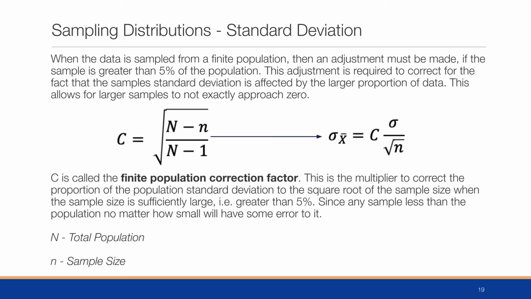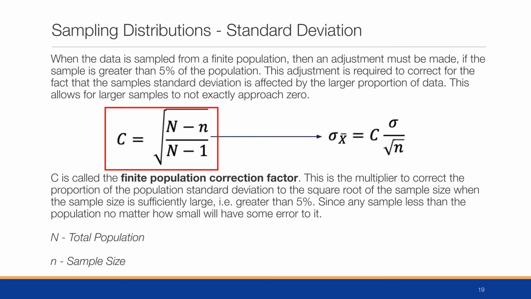When the data is sampled from a finite population, then an adjustment has to be made. If the sample is greater than 5% of the population, this adjustment is required to correct for the fact that the sample standard deviation is affected by the larger proportion of the data. What this means is that if you have a large sample, greater than 5% of the data, you're going to want to correct a little bit, called the finite population correction factor, because your sample is so large that it's going to be affected by this larger proportion of data. And so you're going to end up with a slight issue if you don't make this correction. So it corrects for the proportion of the population standard deviation to the square root of the sample size.